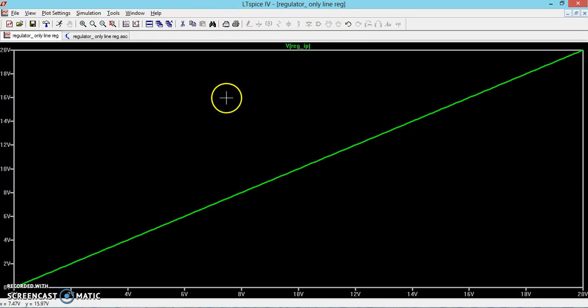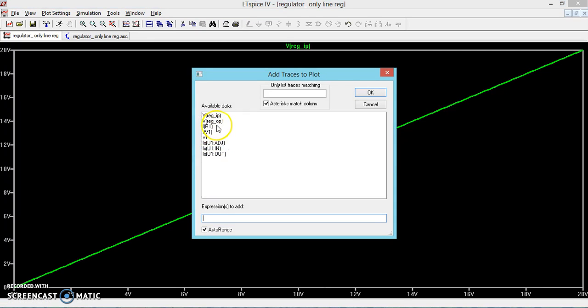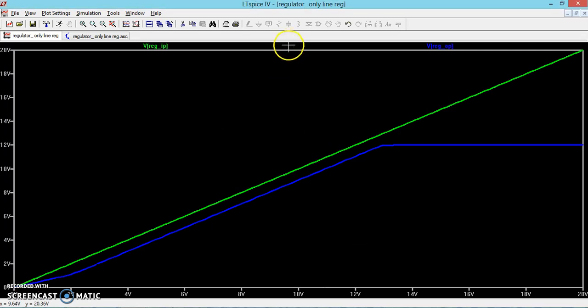So let me also include the output point here now. Let me add the trace. The trace to be added is the regulator output. Now you can clearly see this output voltage is gradually increasing. It is almost going along with the input voltage with a difference of the minimum voltage required. And over here you can see the output voltage becoming constant.